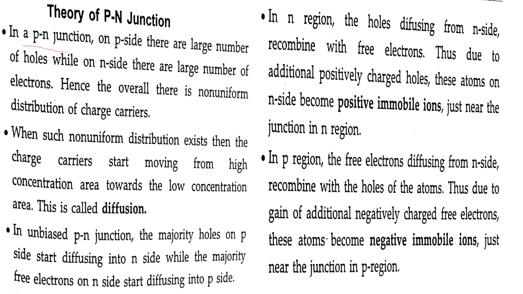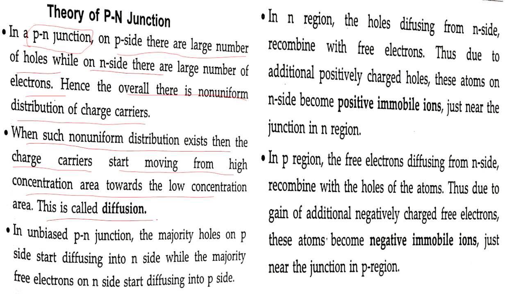As we know, a p-n junction can be formed by chemically bonding a p-type semiconductor with an n-type semiconductor. In p-type there is a large number of holes and in n-type there is a large number of electrons. So overall there is a non-uniform distribution of charge carriers in p-type and n-type, right? When such non-uniform distribution exists, there is a tendency for the charge carriers to move from the higher concentration side to the lower concentration side. That is a process called diffusion.